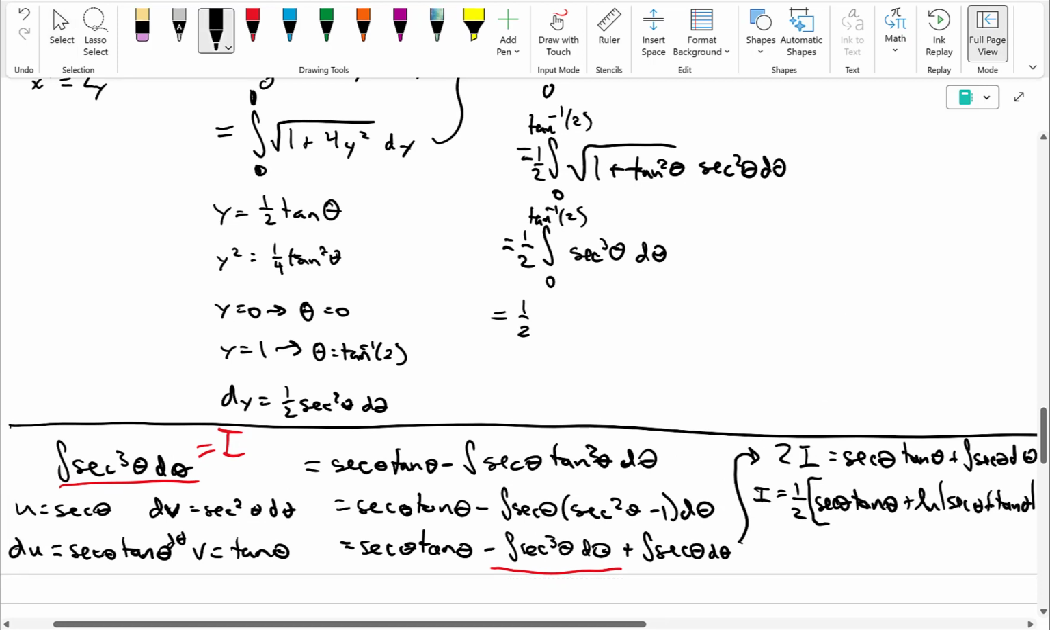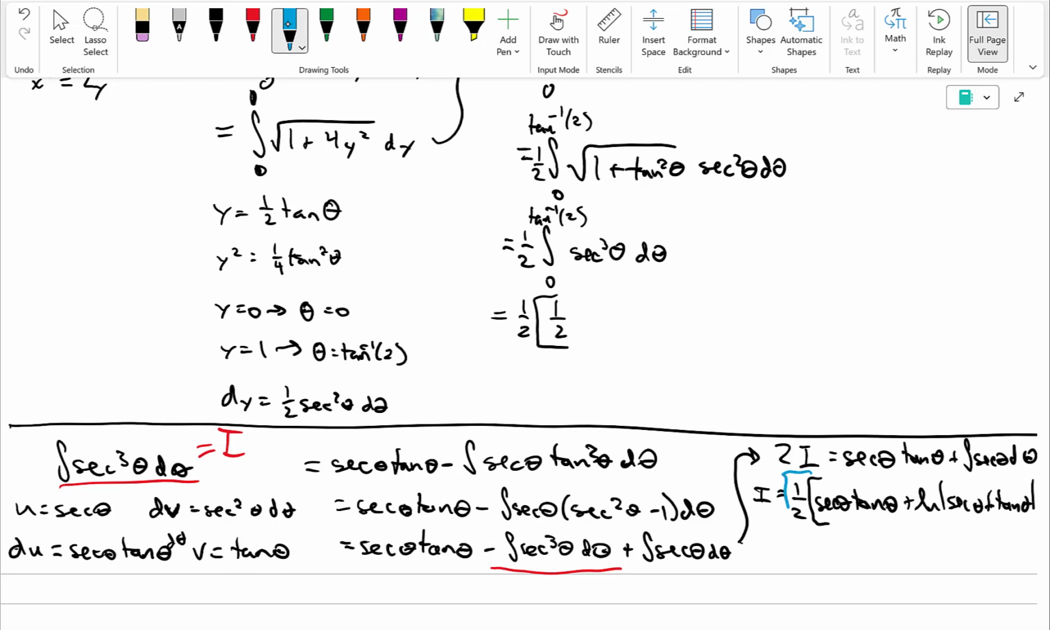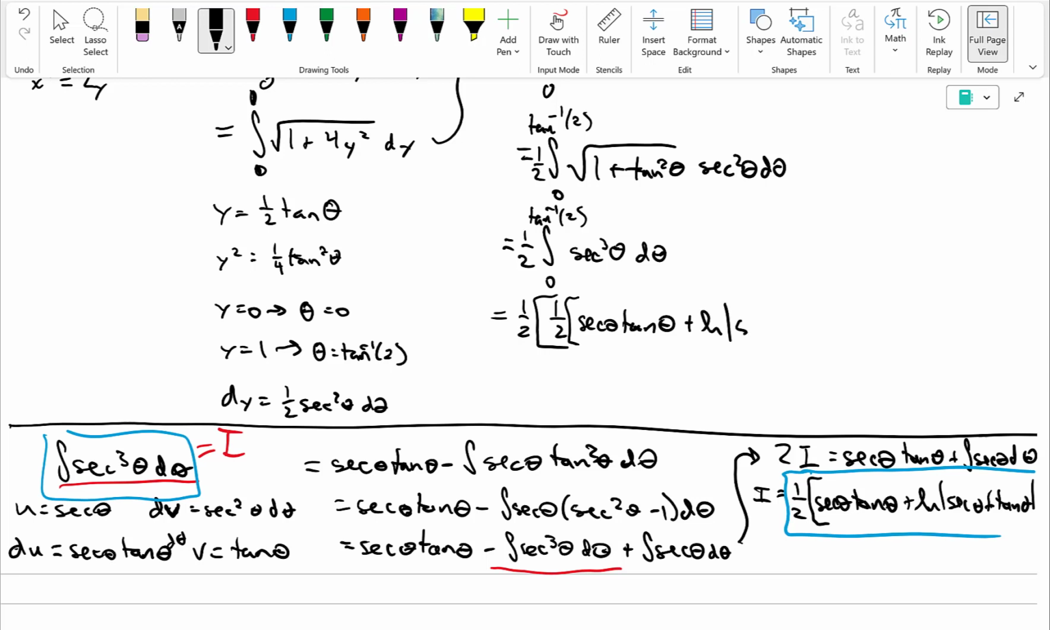But we get a 1/2 here, and then we're going to bring in another 1/2 from just subbing in this whole value down here, right? This is secant cube theta d theta, or integral of secant cube theta d theta. So we get a 1/2 secant theta tan theta plus natural log secant theta plus tan theta, all evaluated from 0 to tan inverse of 2. And so that leaves us with a 1/4 times a whole bunch of stuff.